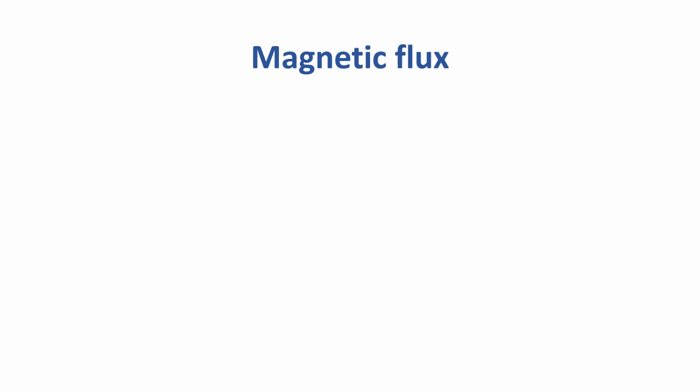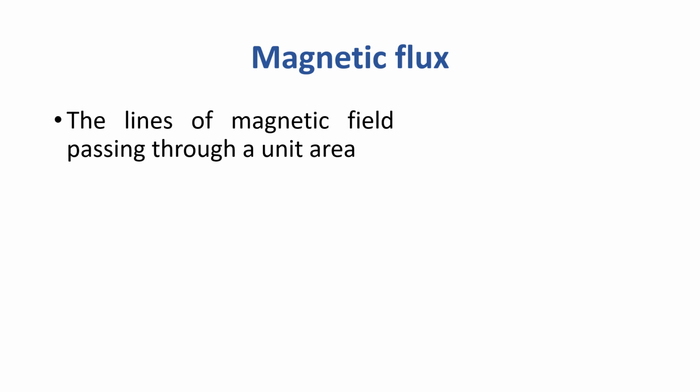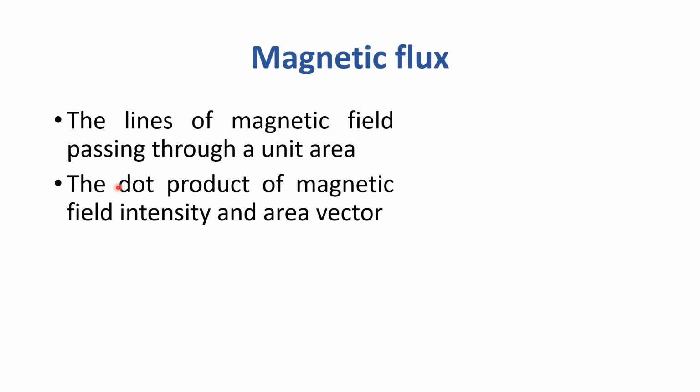So the next concept about this chapter is magnetic flux. So first of all हम define करते हैं कि magnetic flux as the lines of magnetic field passing through a unit area. और second definition जो physics में इसकी करते हैं that is the dot product of magnetic field intensity and area vector.